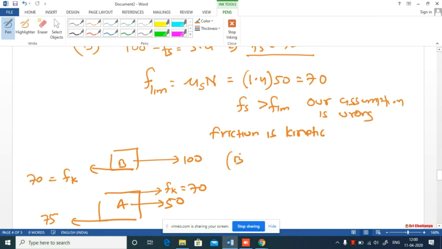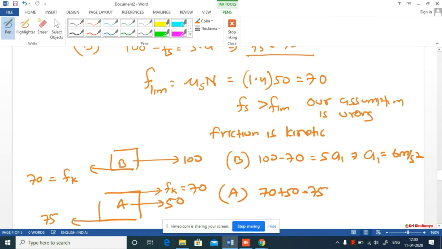So for B, you have 100 minus 70 is equal to 5 into a1. This implies the acceleration of B, a1, is equal to 6 meter per second square. And for A, you have forward force 70 plus 50 minus backward 75 equal to mass is 10 and acceleration, let us say a2. So you can see that 10 a2 is equal to 45. So a2 is equal to 4.5 meter per second square. So the actual accelerations in this case, for B it is 6 meter per second square, for A it is 4.5 meter per second square.